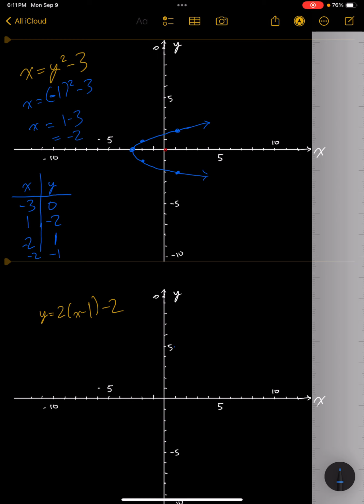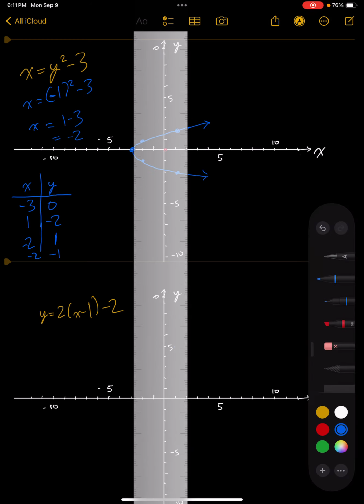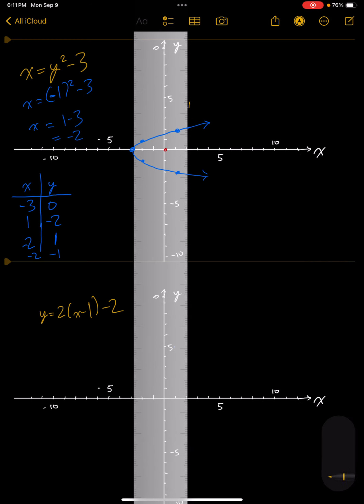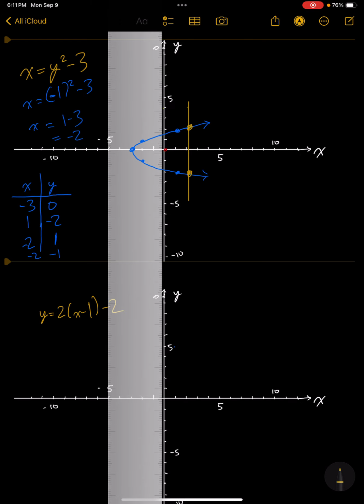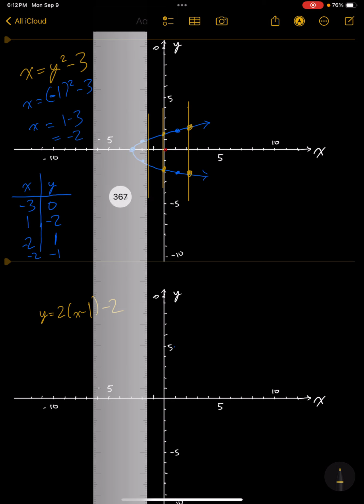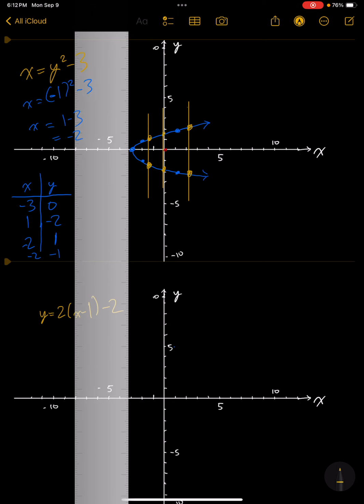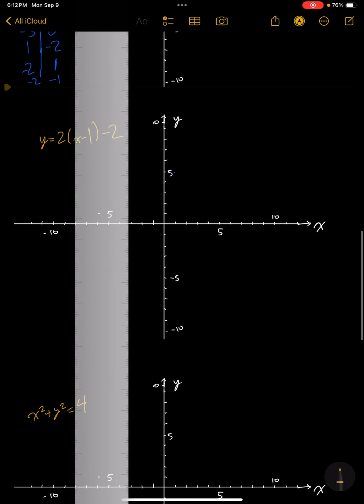Now, if I do a vertical line test, like so, I see that for a specific x value, quite a few actually, if I run my vertical line test, I'm going to get 2 values for any x value. Therefore, this is not a function. Okay, let's move along.